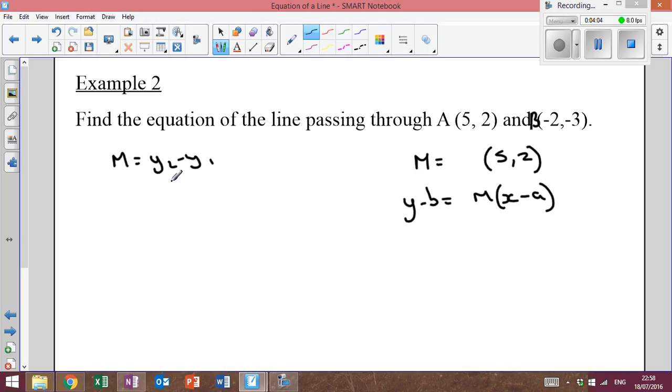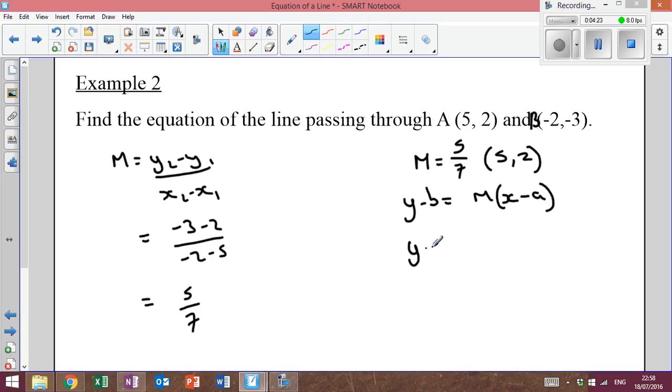y2 minus y1 over x2 minus x1. So -3 subtract 2, -2 subtract 5. It's -5 over -7, so just 5 over 7. Okay, so that's 5/7. So that's going to be y minus 2 is equal to 5/7 of x minus 5.